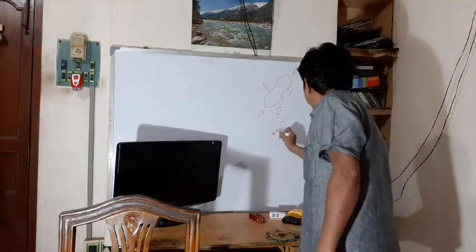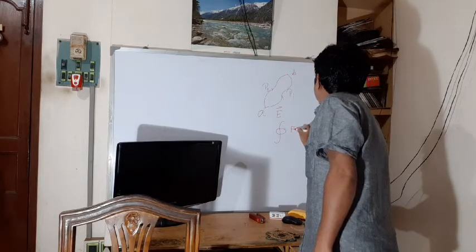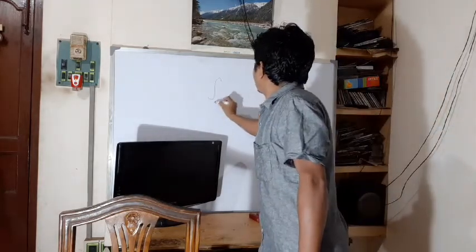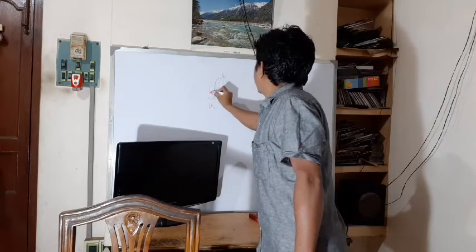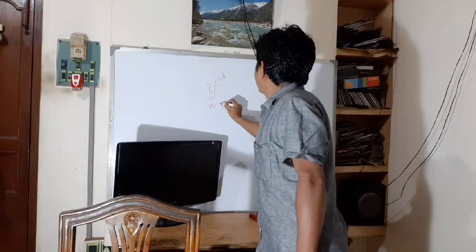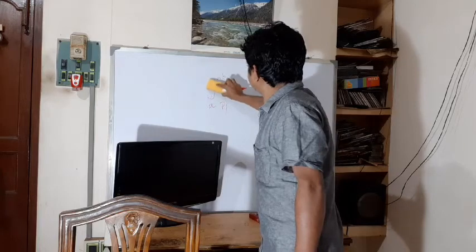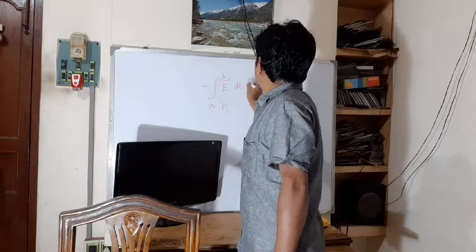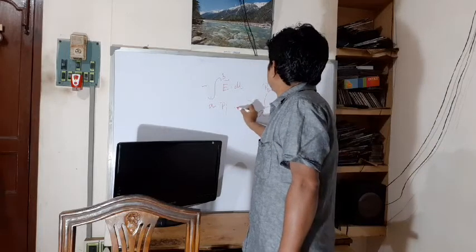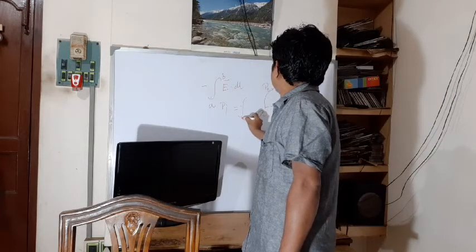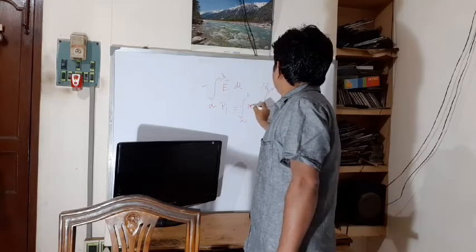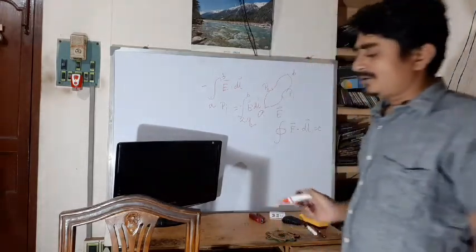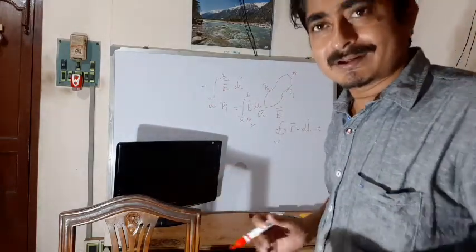So we know that the closed loop integral of E dot dl equals 0, or the integral from A to B via path P1 of E dot dl minus the integral from A to B via path P2 of E dot dl is 0. So far so good, this is trivial.